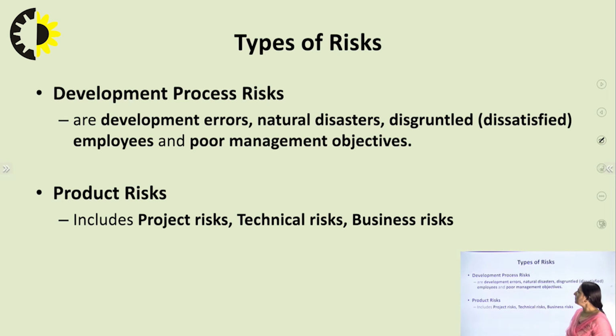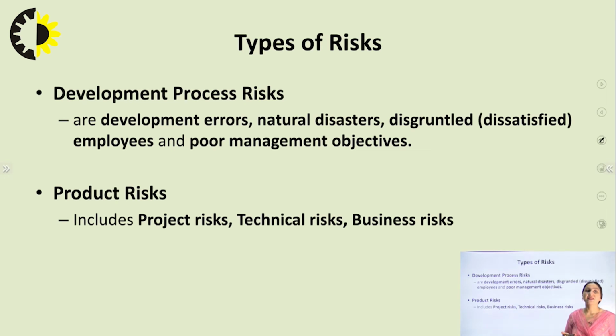Now there are different types of risks. If we are talking about development process risk, there are development errors during the development. There can be any type of natural disasters. A disgruntled or dissatisfied employee can be a type of risk. Poor management objectives, if there is no proper objective of the management, again it can lead to some type of bad consequences in the system. So that can be a type of risk.